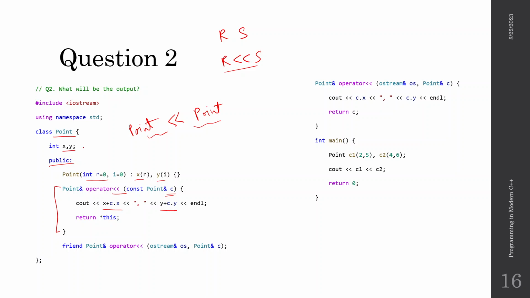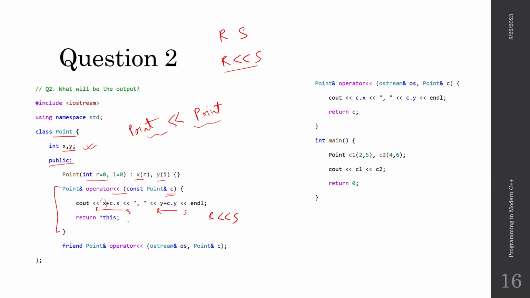This is the data member of the class. So we are calling this output streaming operator between two objects, let us say r and s. So this x and y will come from r, and this c dot x and c dot y will come from s. For example, if we write r output stream s, this x and y will come from r, and c dot x and c dot y will come from s.